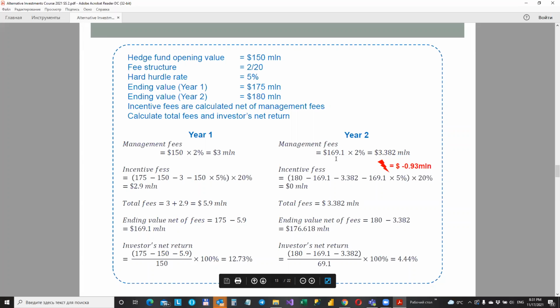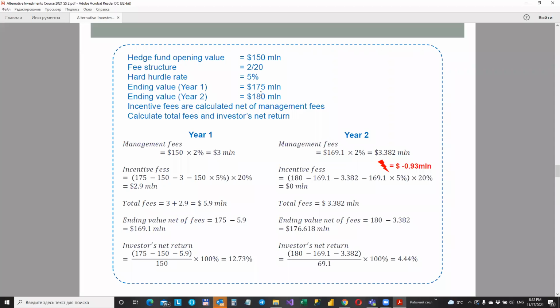In the next year, you should note that we start not from 175, but again from the result after reducing the management and incentive fee. So we start from 169.1, and we have a management fee of 3.38 at 2%. Then what are the incentive fees?